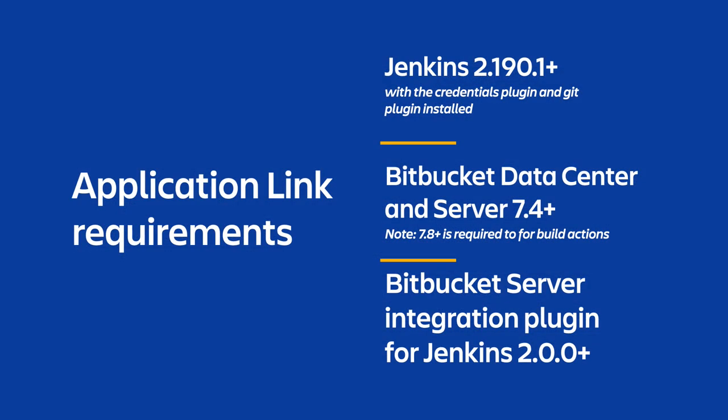Before you can create an application link, you'll need these versions of Jenkins, Bitbucket, and our plugin. As for Bitbucket, we recommend using version 7.8 or above, as it's required to use build actions. You'll also need to have added your Bitbucket instance details into Jenkins. For more information on how to do this, look in the description for a link to our previous videos.